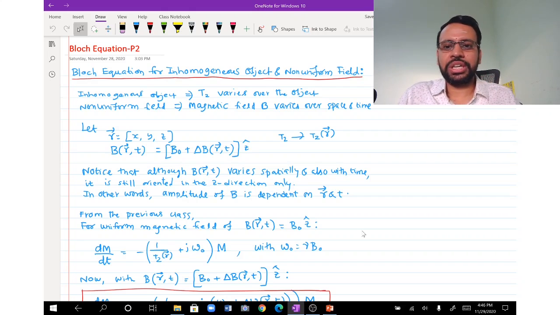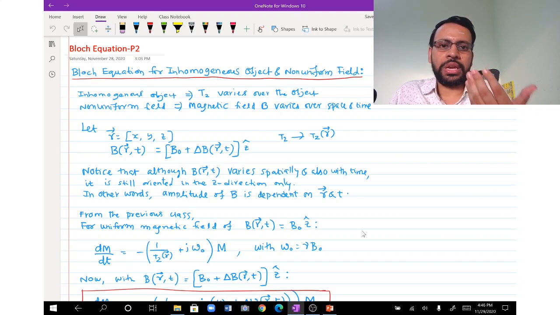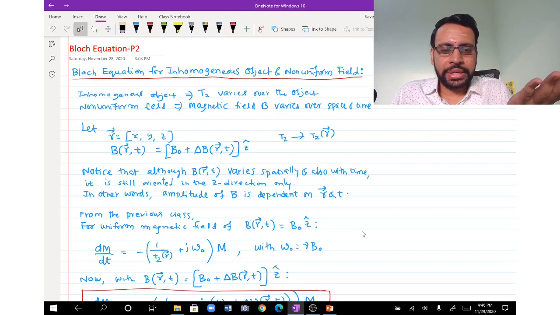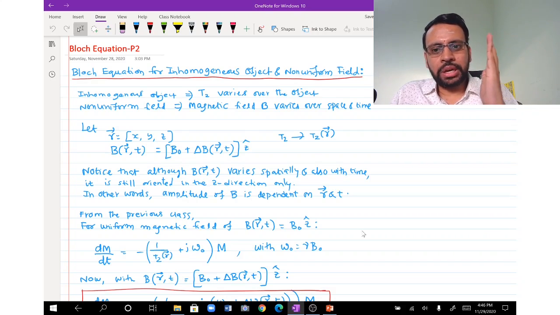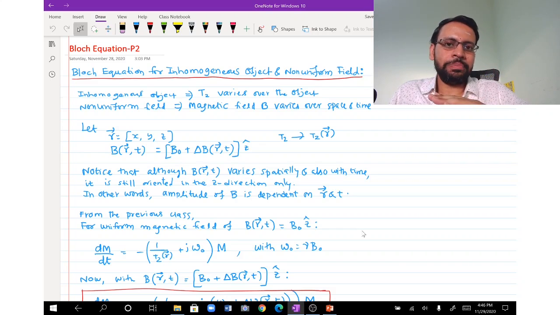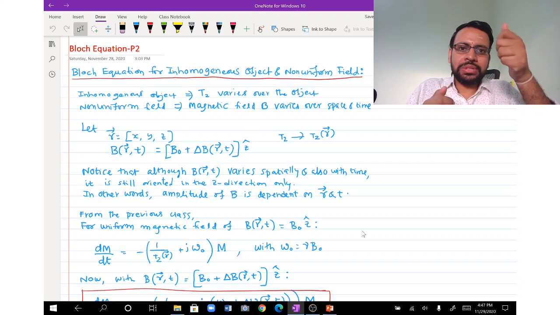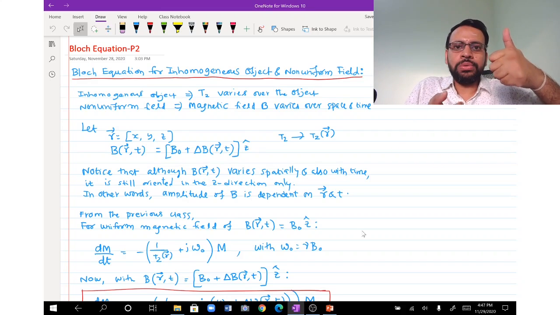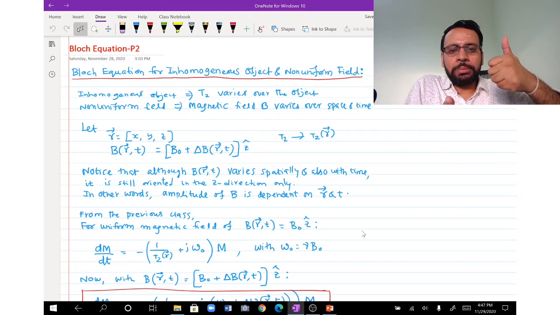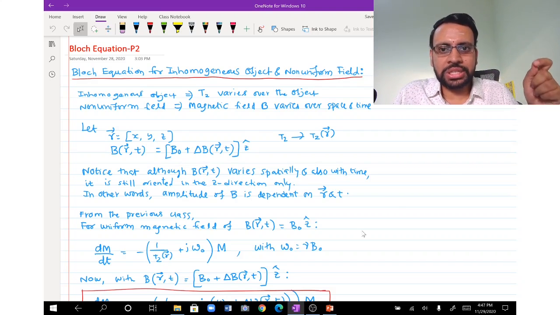One word of caution here. When I say the magnetic field varies spatially, it doesn't mean I have a B component of this magnetic field in the X, Y directions as well. I still have the applied magnetic component in the Z direction only, but this Z direction component value varies spatially depending on at which X, Y and Z location I am.